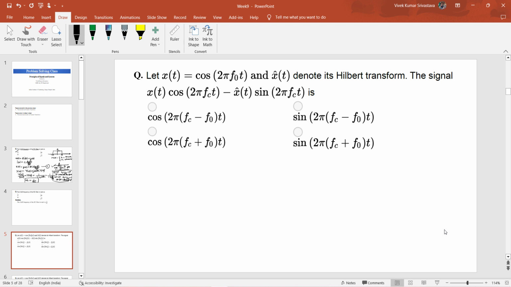So now moving to the next problem. The problem states that let x(t) be cos of 2 pi f naught t and x cap t denotes its Hilbert transform. So we have to determine the value of this function basically. Before moving ahead, let us first understand what a Hilbert transform basically is. Hilbert transform of a signal x of t.